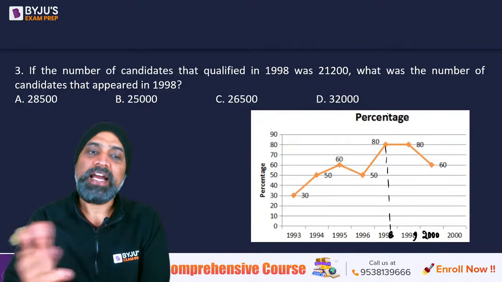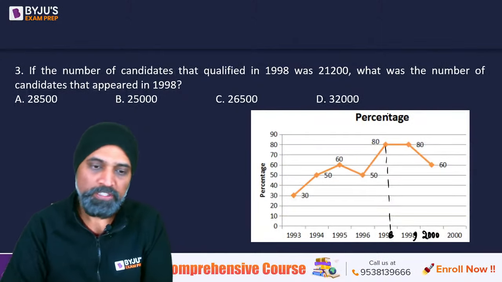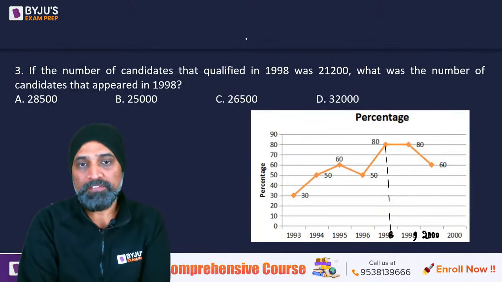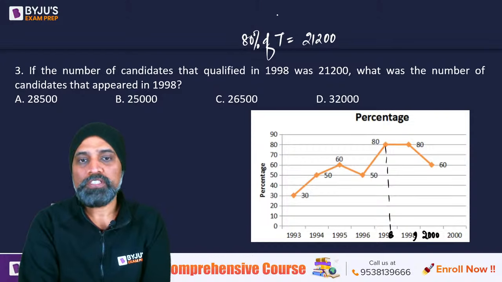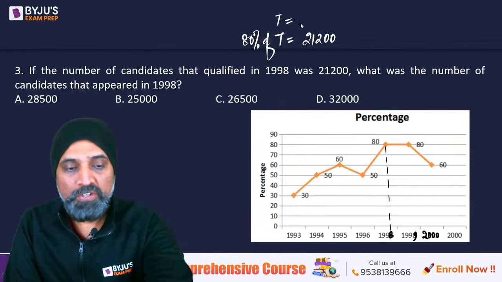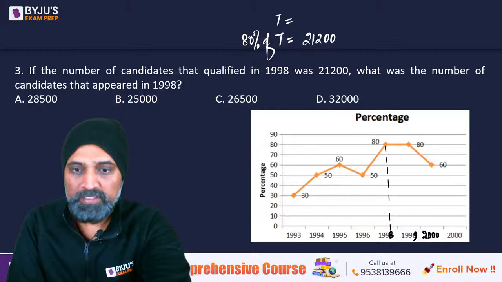What was the number of candidates that appeared in 1998? So that's what we need to solve. So can we say that 80% of total students that appeared was 21200? So what is T going to be? So can anyone try to solve this?